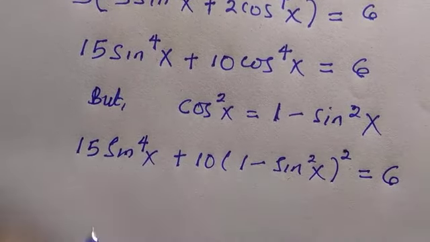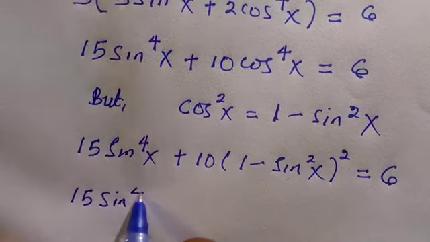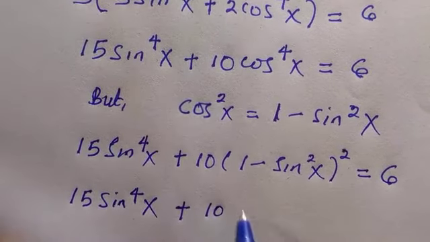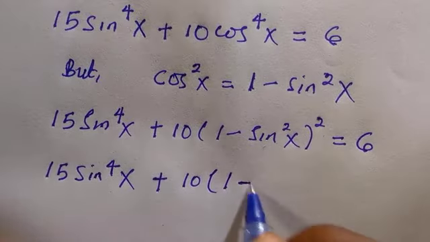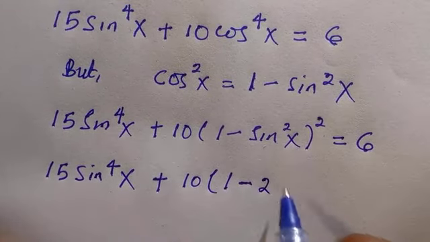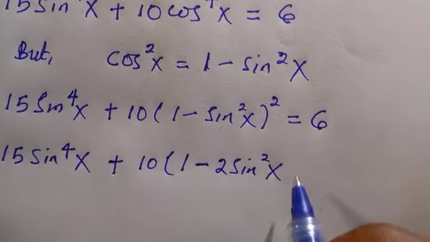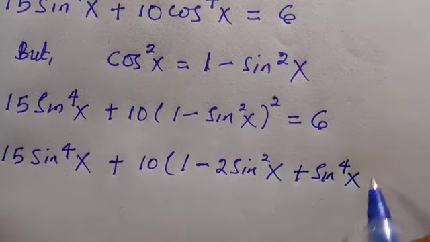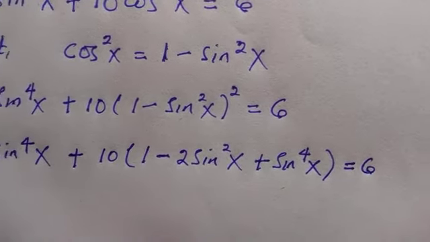Then the expansion of 1 minus sine square x all raised to the power 2: we have 15 sine raised to the power 4x plus, and we have 10 outside, then we create a bracket. If you expand this, it's going to give 1 minus 2 sine square x plus sine raised to the power 4x. Then we transfer, we have equals 6.